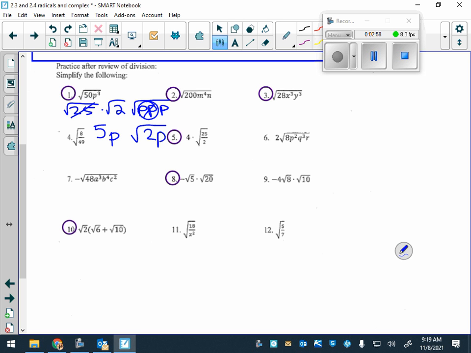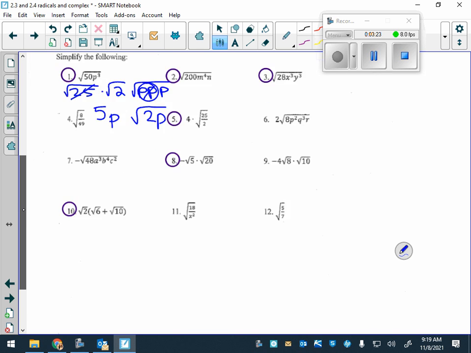And then number 8 is also correct. Number is negative 10. Okay? Because you can multiply that too. And 5 times 20 is 100. So the square root of 100 is 10. There's a negative in front, so negative 10. Okay? All right. The number 10 I didn't assign to anybody.